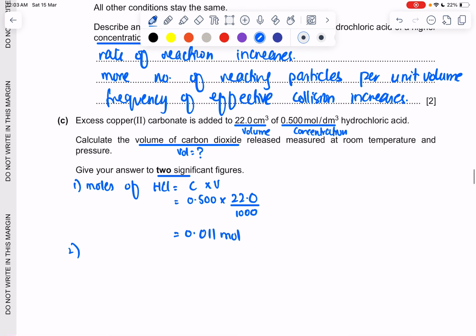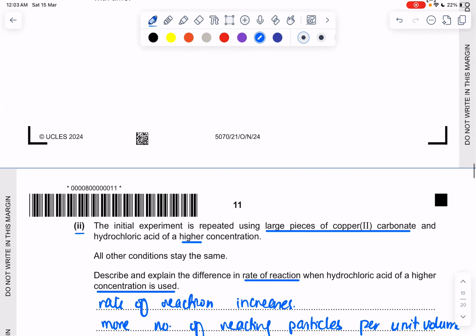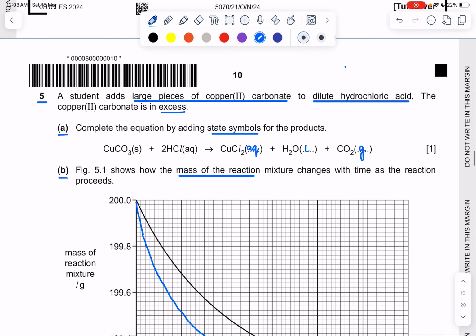Step number 2 is apply the mole ratio. We apply the mole ratio to calculate the moles of the unknown substance. So the mole ratio is applied between hydrochloric acid and carbon dioxide. And how can we get the values for the hydrochloric acid and the carbon dioxide? We'll take the help of the chemical equation.